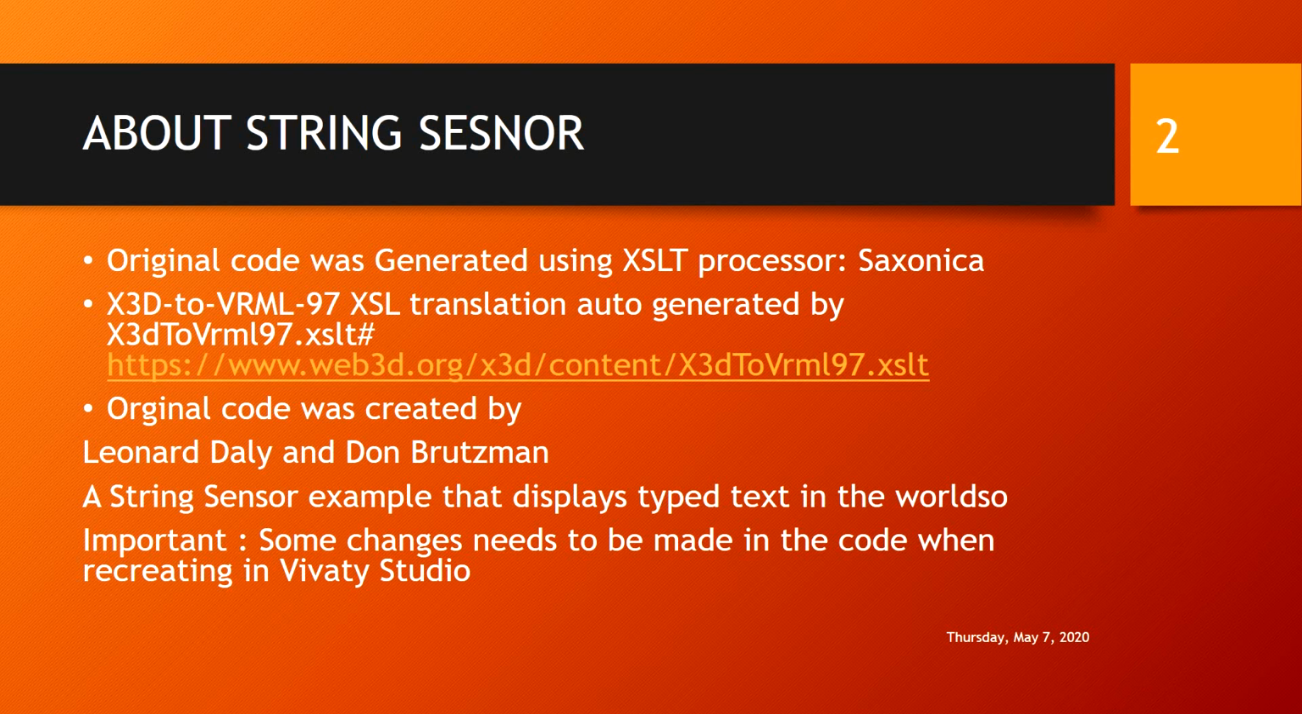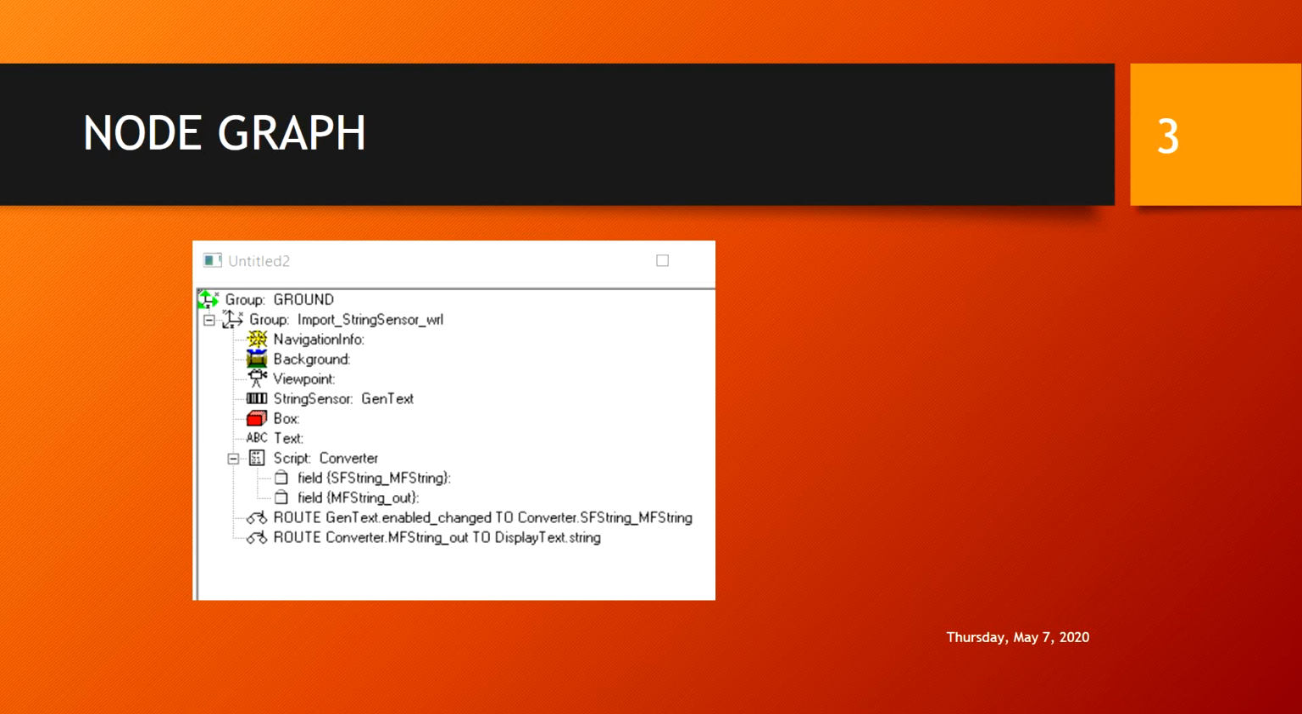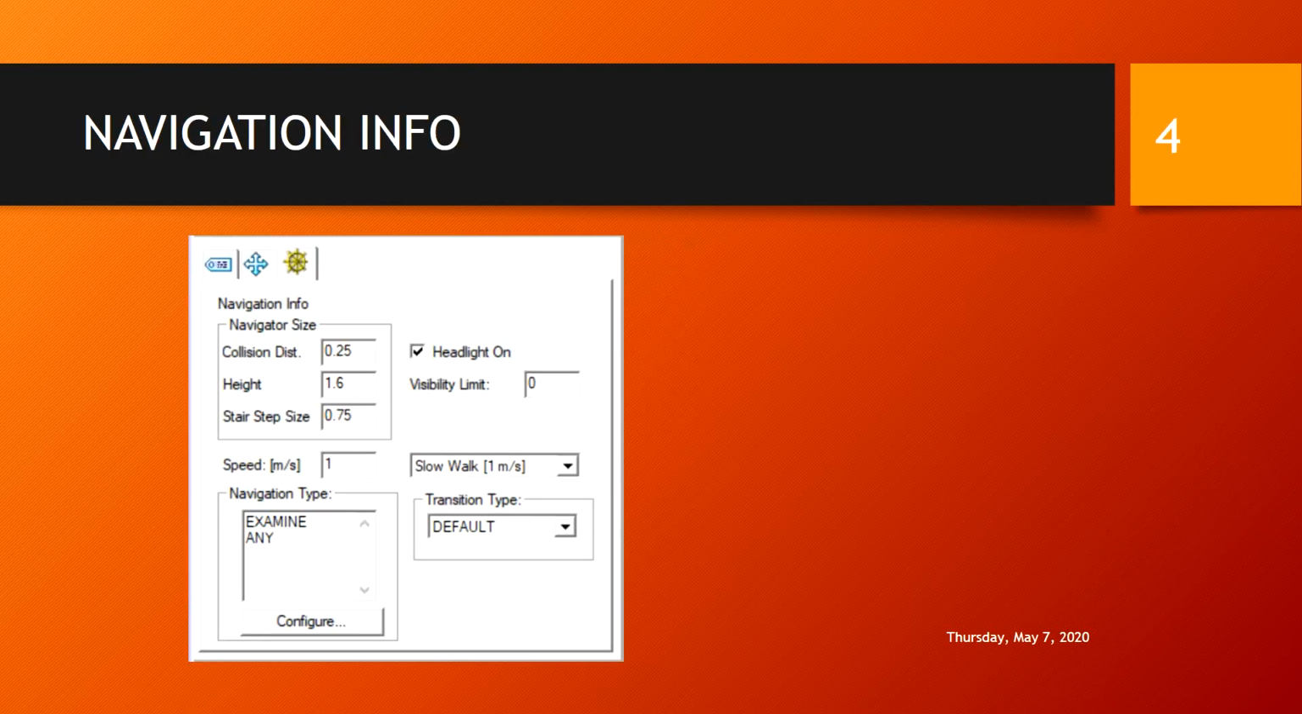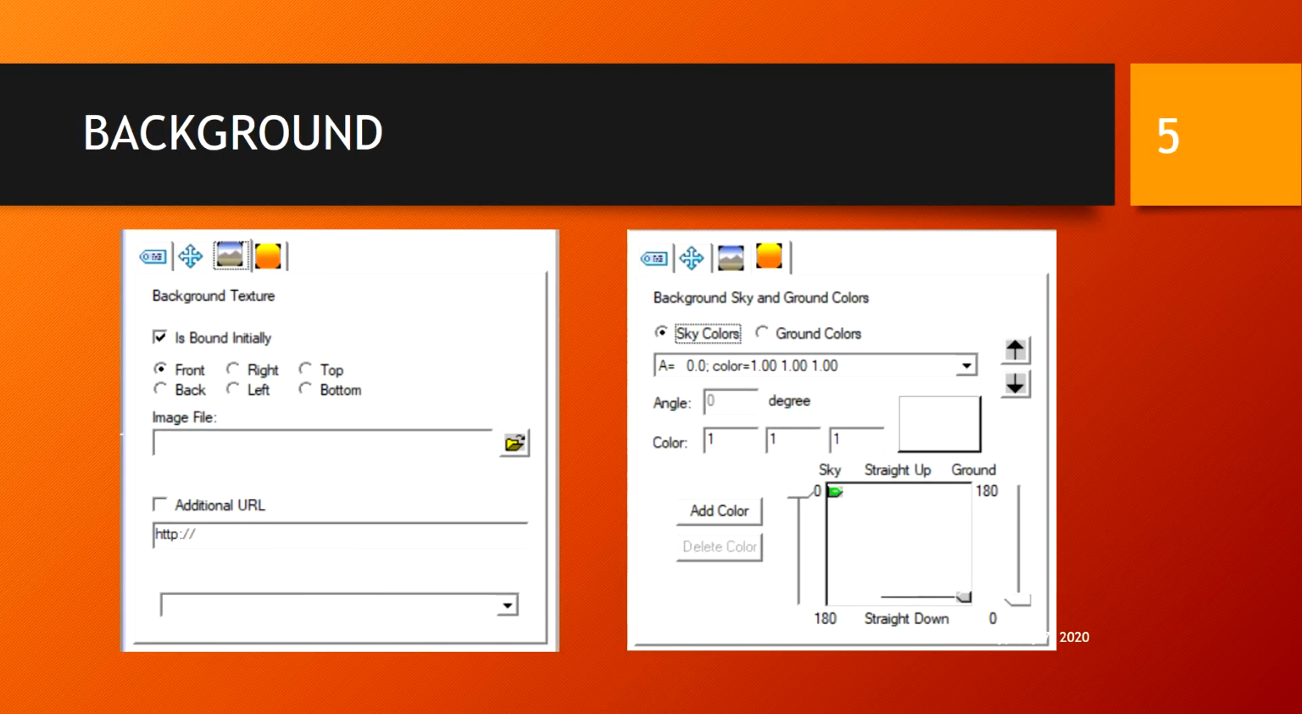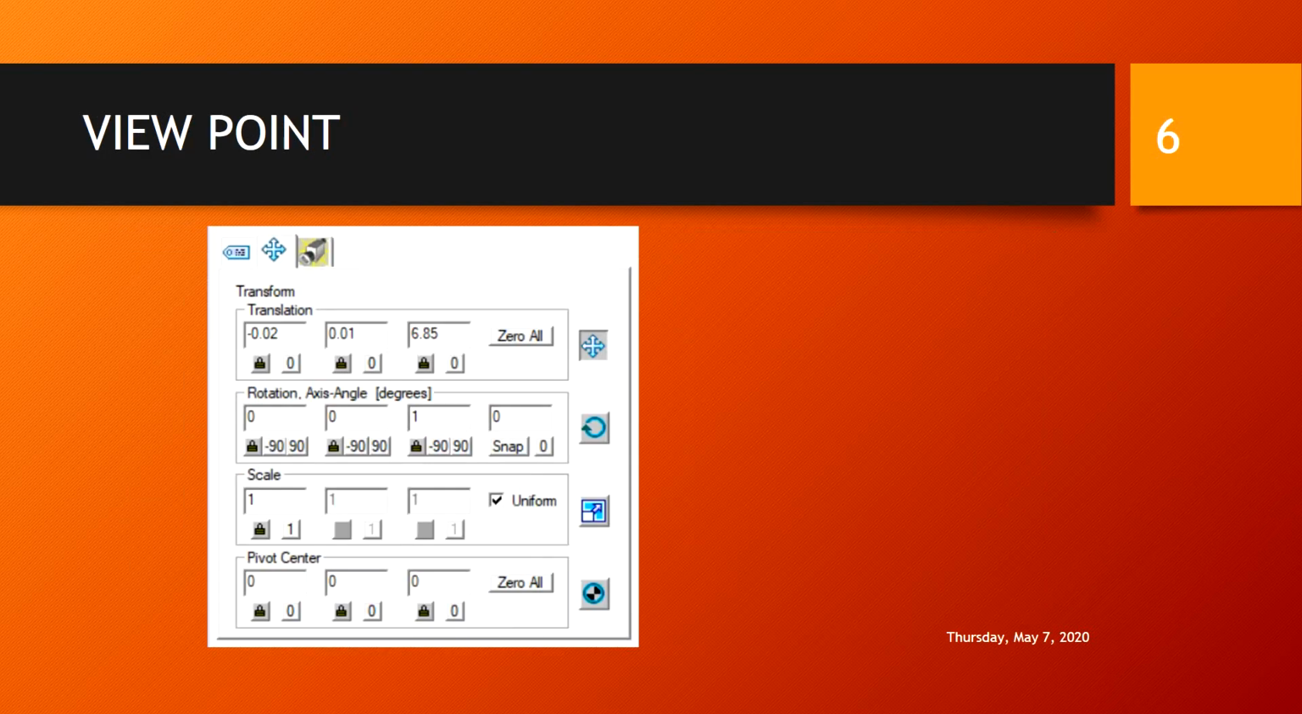So what is important? Some changes need to be made in the code when recreating it in Vivaty Studio. That is very important, and these changes need to be made manually in Notepad, because Notepad is a text editor, and we often use Notepad as a text editor. You have to open the code in Notepad and make the changes. So the node graph will be like this.